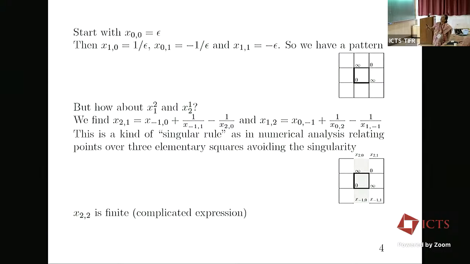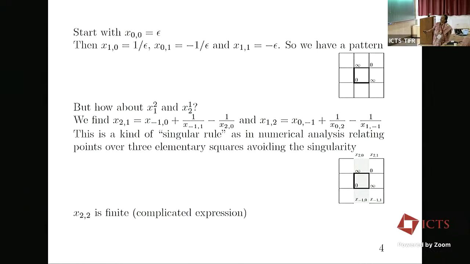Start with x0,0 as epsilon. Then when you compute x1,0, it will be 1 by epsilon. x0,1 will be minus 1 by epsilon. x1,1 is minus epsilon. We have a pattern like this. So here, when epsilon tends to 0, a singularity appears here, a singularity continues here, and here it disappears. But in the singularity confinement test, we want to get back the initial conditions also. We will go to that.